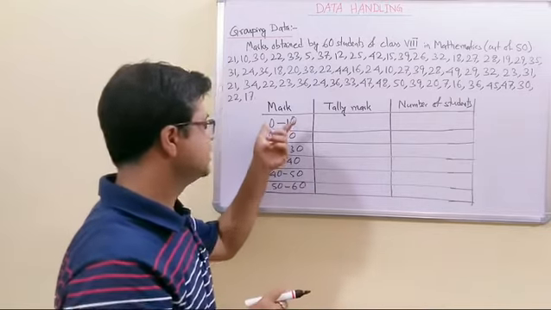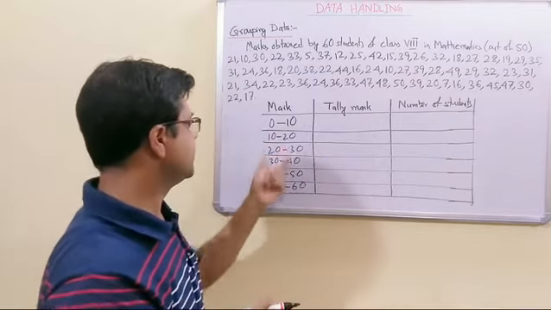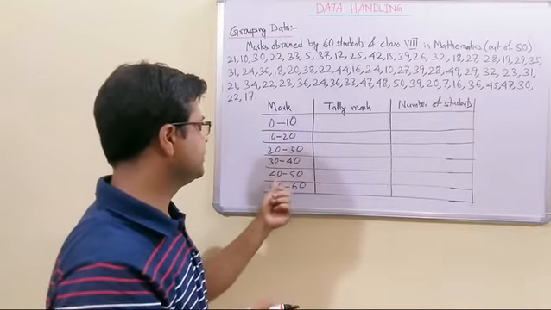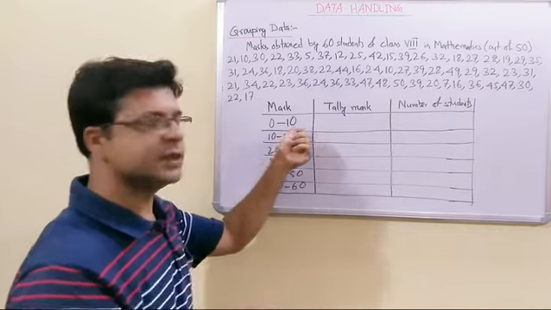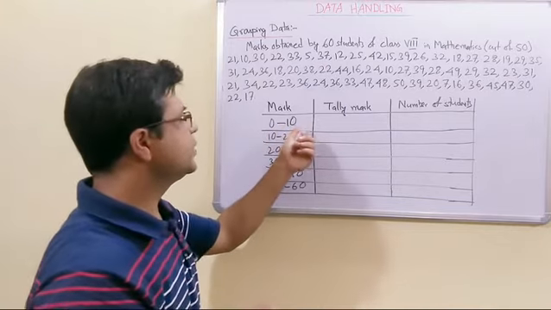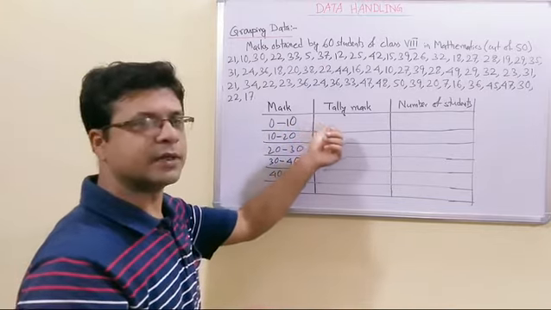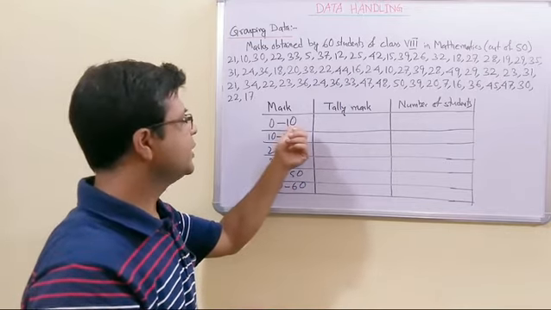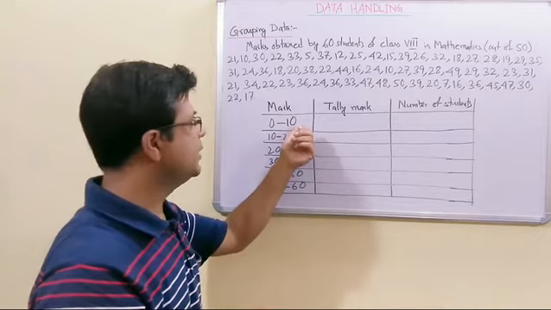You can see there we have made a table here. This is the marks. We have made the groups 0 to 10, 10 to 20, 20 to 30, 30 to 40, 40 to 50, 50 to 60. Now students, here if someone gets 10, it will not be included here. It will be included here. Here, up to 9.5 will be included here.